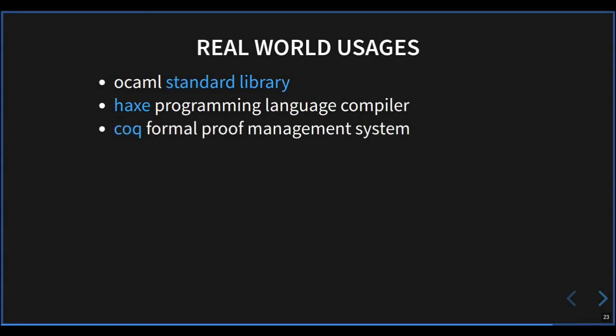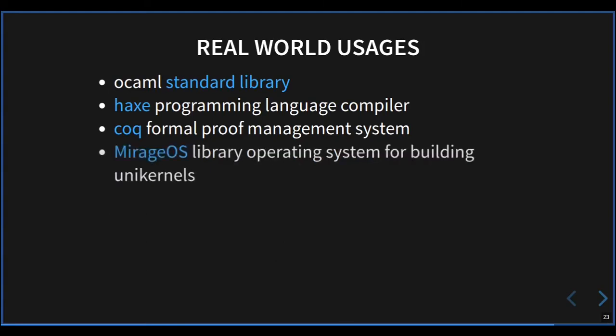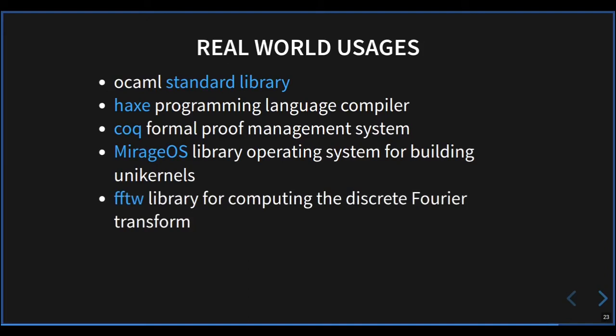So there's the Coq tool, which is a tool for formal verification. It is written in OCaml. There is MirageOS, which is a library for creating unikernels. There is the FFTW library, and while this library is implemented in C, OCaml was used to actually generate the C code.